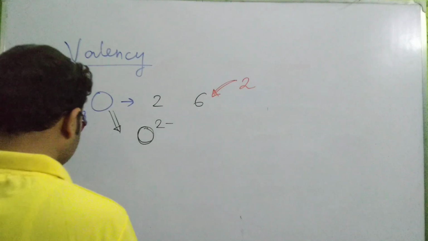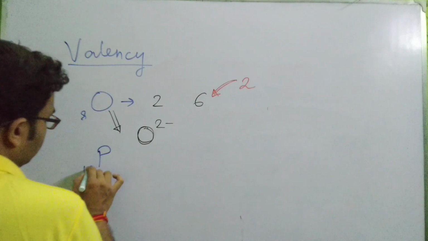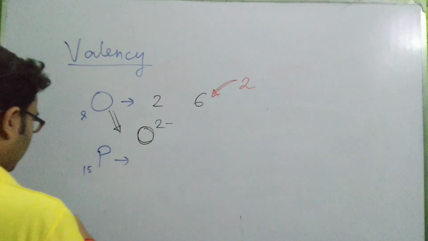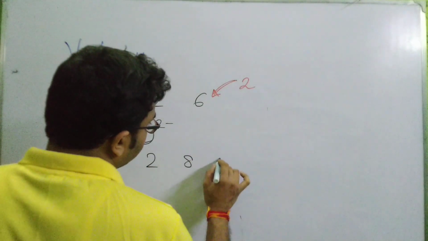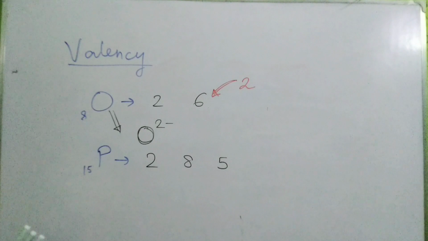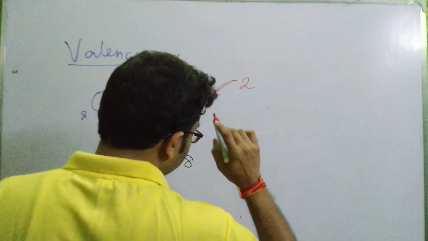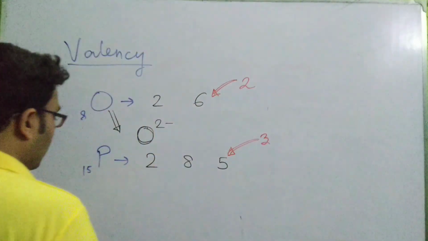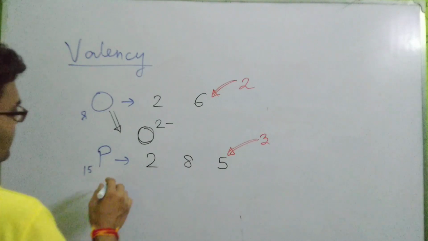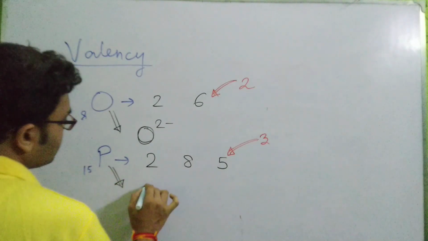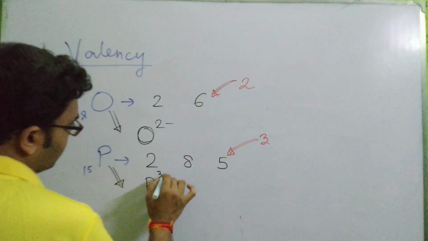Say consider phosphorus. Phosphorus has an atomic number of 15. You must remember the atomic numbers of at least the first 20 elements. So it has a configuration of 2, 8 and then 5. It accepts 3 electrons in order to achieve the electronic configuration of the nearest noble gas. After accepting 3 electrons, it has 18 electrons and 15 protons. Hence it has 3 excess negative charge, and it is written as P 3 minus.